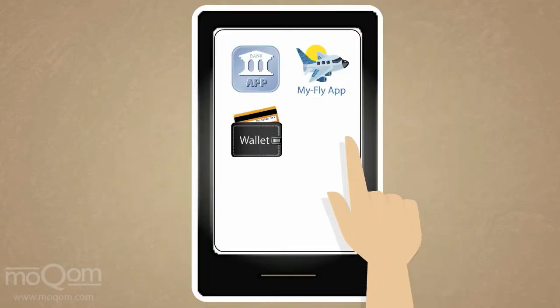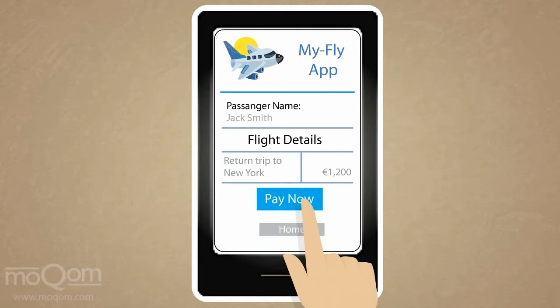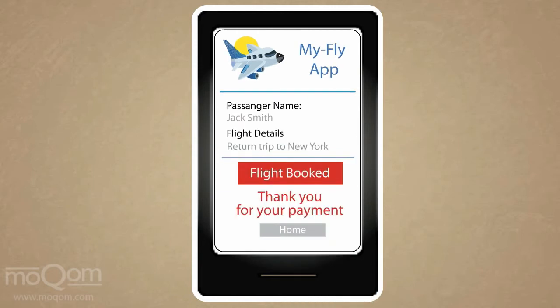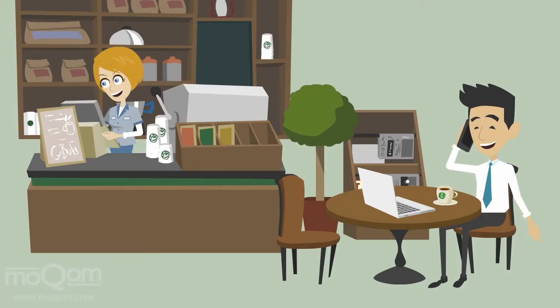Jack has an upcoming business trip to New York, so using his airline app, he selects and pays for his flight. With his flight booked, he can relax, so heads off for a coffee. At the cafe, Jack receives a call from his bank.